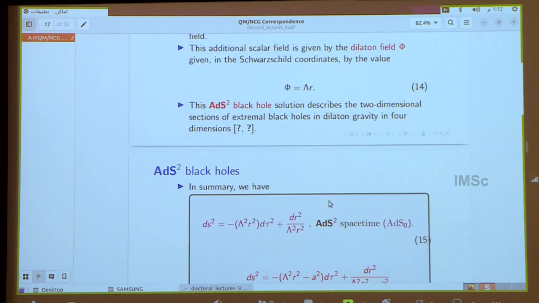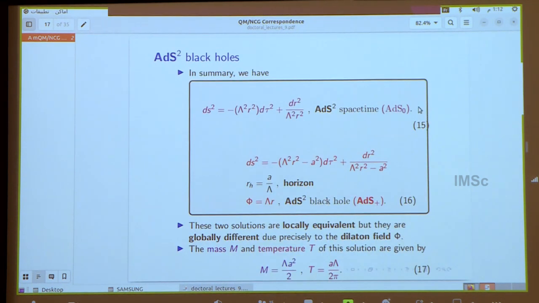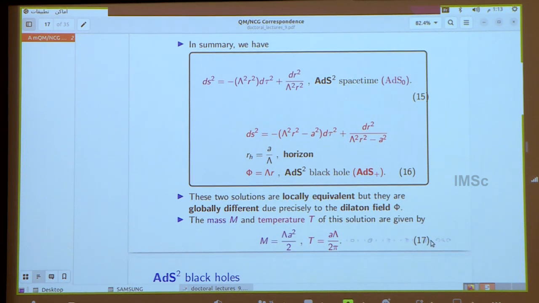Now I write it again here in this slide. So equation 15 is the pure AdS2. Equation 16 is the AdS2 black hole. The horizon is A over lambda, where A is this parameter. Lambda is the inverse radius. Lambda is 1 over R, where R is the radius of AdS2. And the mass and temperature of this configuration are listed in equation 17. They can be computed in the standard fashion.